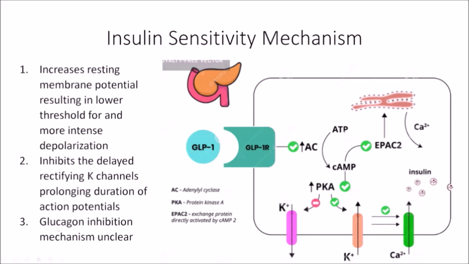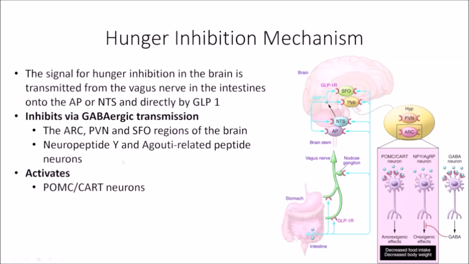And then last, which is not actually on this slide, it does inhibit glucagon, which is the hormone that increases glucose when you have low blood sugar in your body. Unclear exactly if the GLP-1 agonist directly inhibits glucagon release, or this is just done because insulin itself, when it's released, inhibits glucagon release, because they're kind of opposite hormones. Additionally, GLP-1 agonists inhibit the hunger mechanism in your brain.